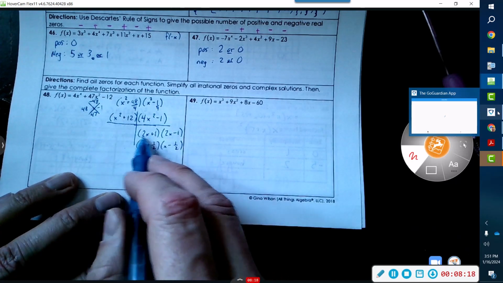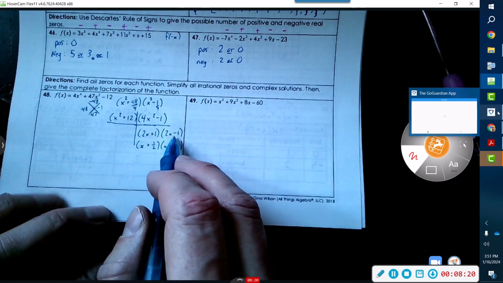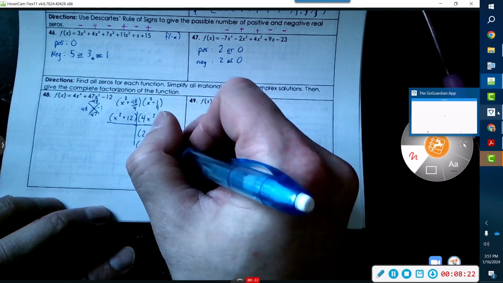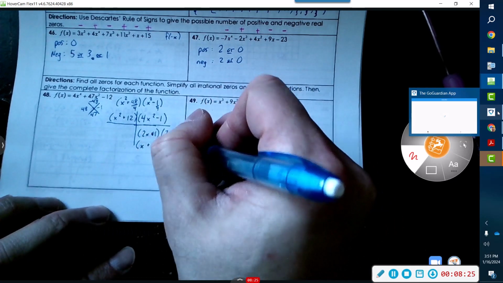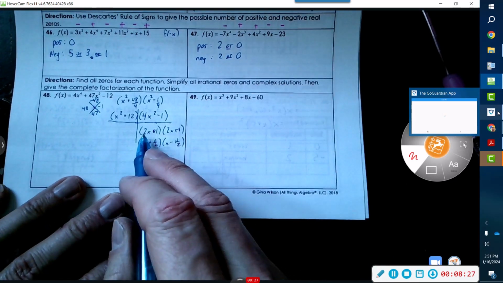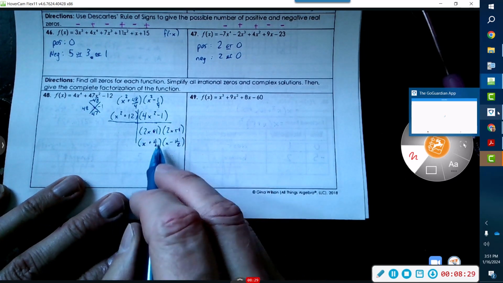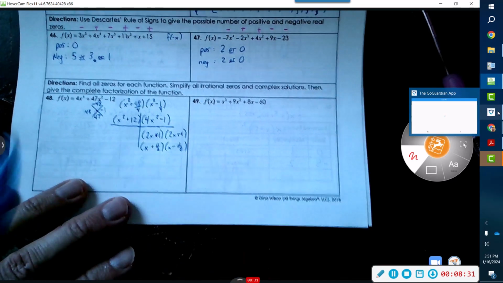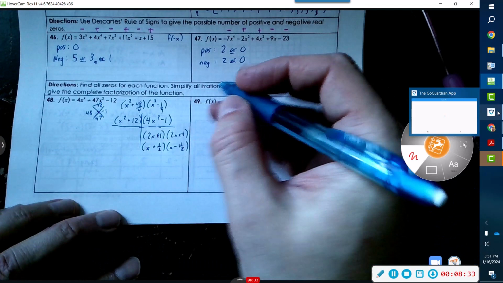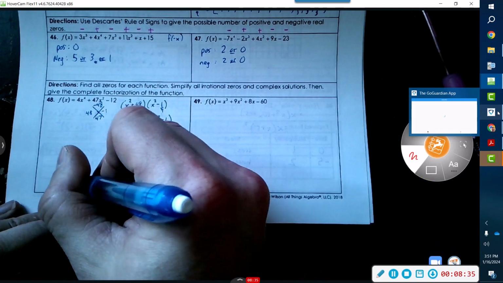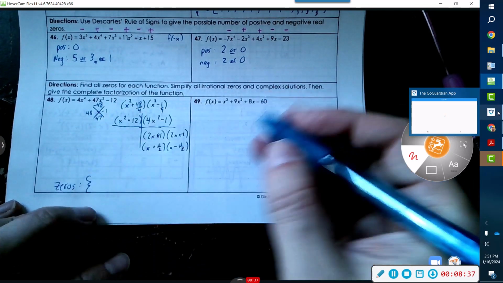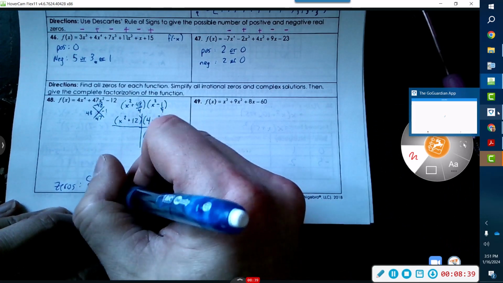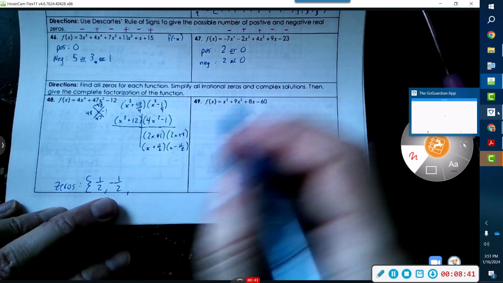Now this spells out your answer anyway. This is going to give you negative 1/2. This would give you positive 1/2. So these are the same thing. It's just that we're used to putting a number there, and we're not used to having a fraction as part of our factoring. But that's good. So it looks like our zeros, we already have, are 1/2 and negative 1/2.